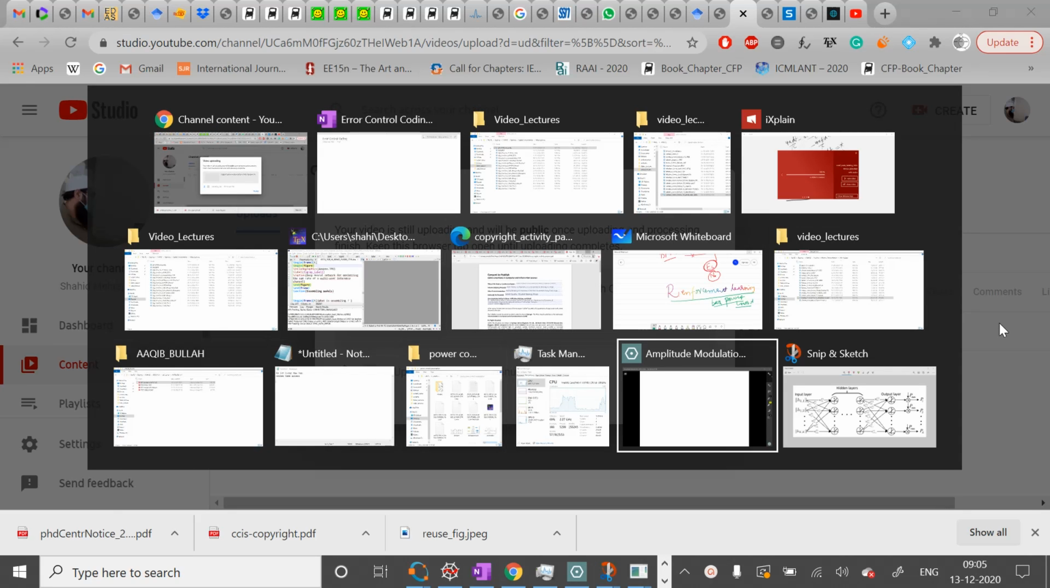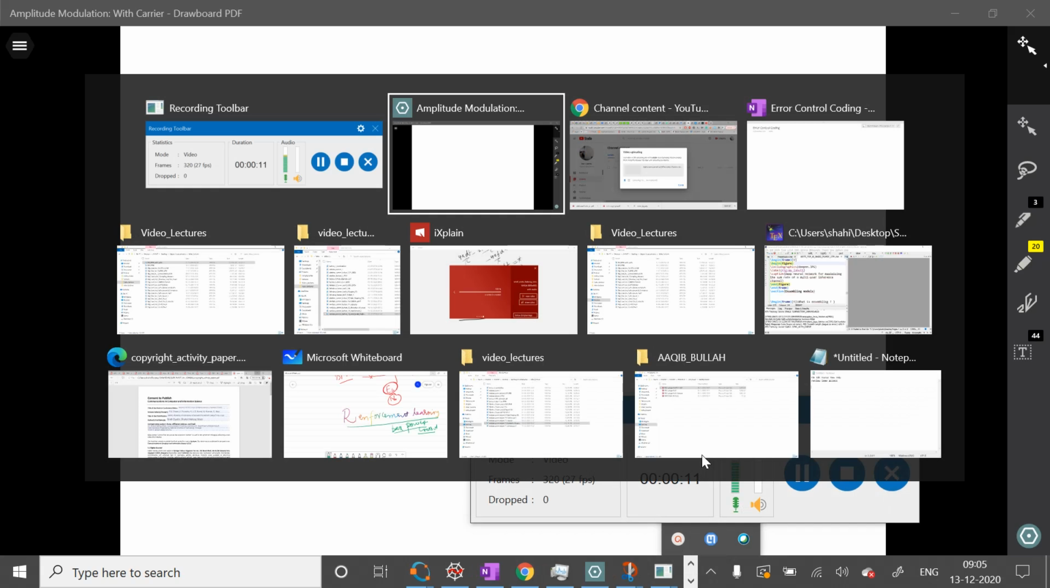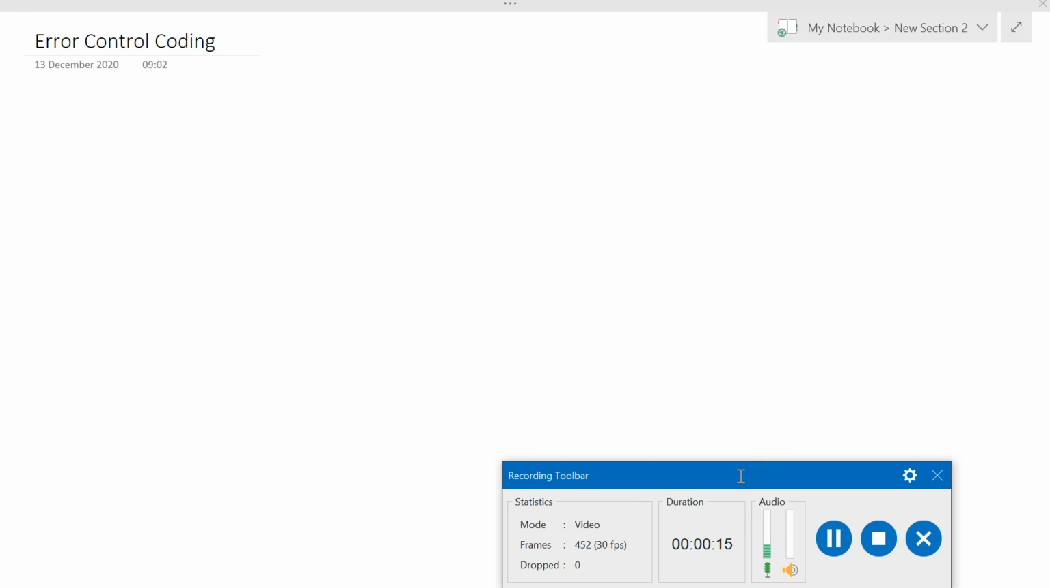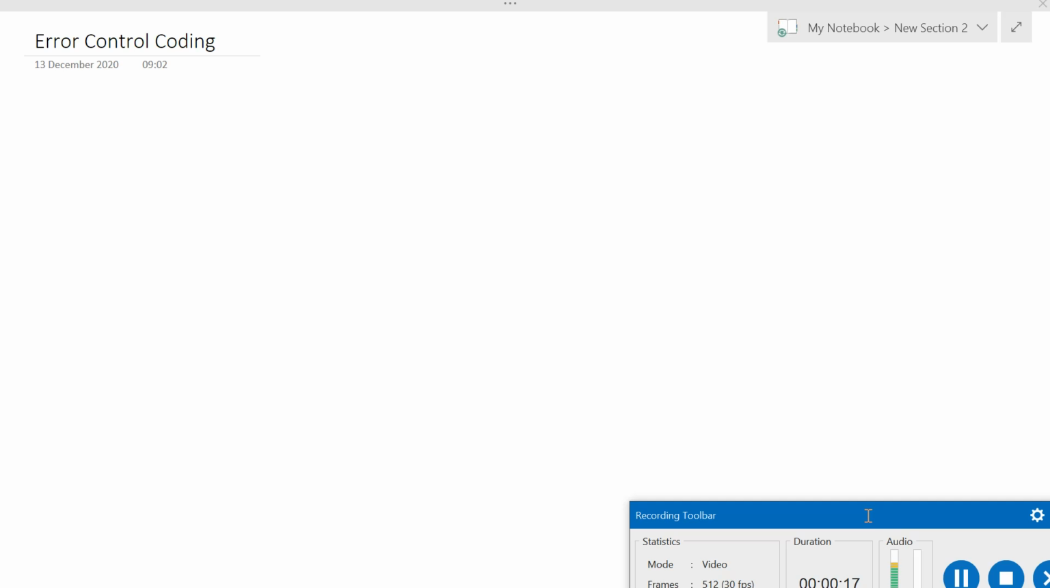Welcome to the next lecture on digital communication. In this lecture, we will study error control coding. What it means. Before that, I would like to show you the general block diagram of a communication system.